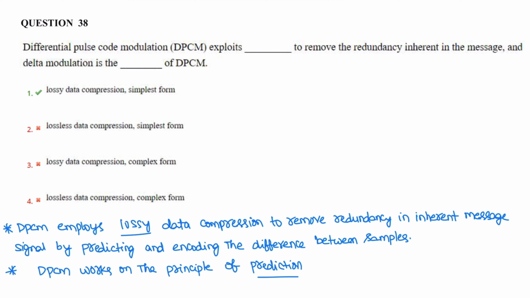Differential pulse code modulation is a technique that uses lossy data compression to remove redundancy in the inherent message signal, making it more efficient for transmission and storage. This DPCM is used for speech, audio, image, where some loss in fidelity is acceptable to achieve the compression. So, delta modulation is the simplest form of differential pulse code modulation that uses a one bit data stream to transmit the information. Next question. Option A is correct here for question 38.